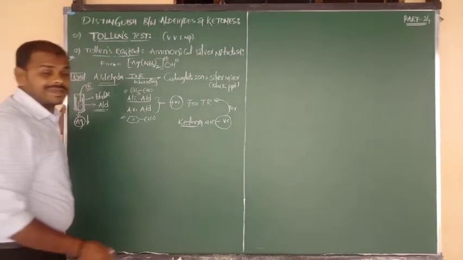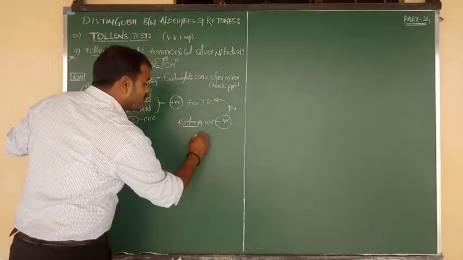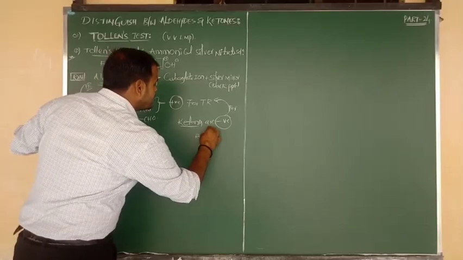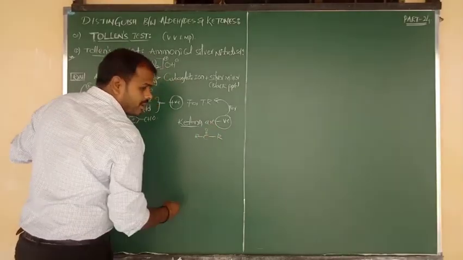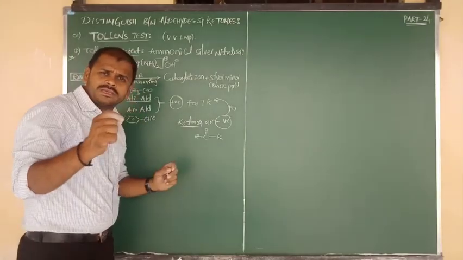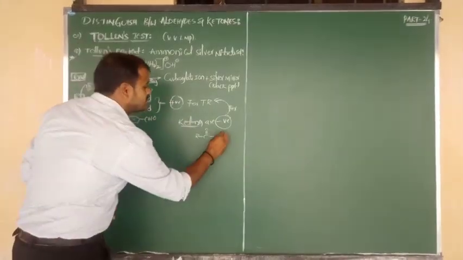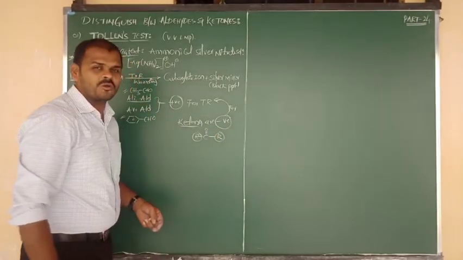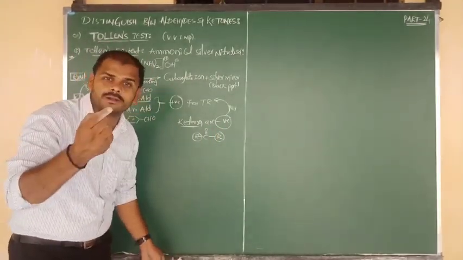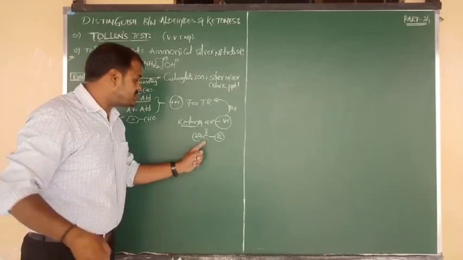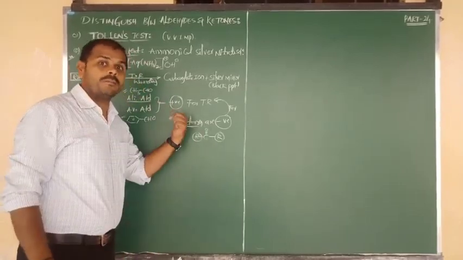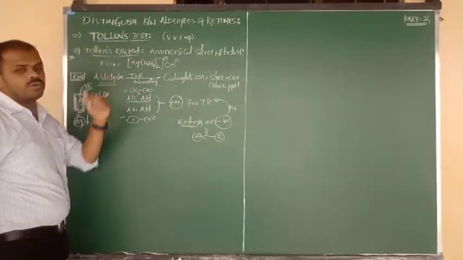Sir, why do ketones not respond? Because in a ketone, what is the formula? R bonded to C double bond O, C double bond O bonded to R. Is there any hydrogen directly attached to the C double bond O group? No hydrogen. Here is also an R group, here is also an R group. Due to absence of a free H atom. If there is an H atom around the C double bond O group, then they can show the Tollens test.